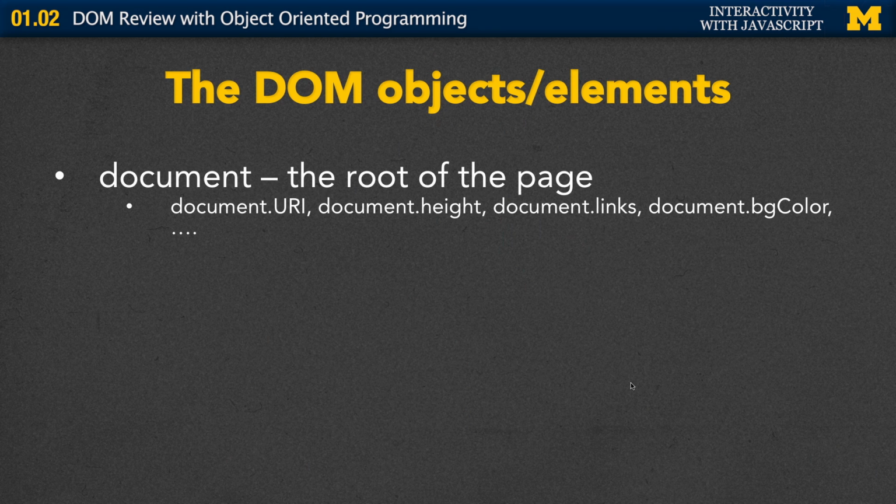The first one, kind of the root of your entire page, is the document. So if you wanted to, you could find out what the document URL is, what the height of the document is, all the different links in the document, background color. If there's an attribute that you've used to style your page, you can find it using JavaScript in the API.